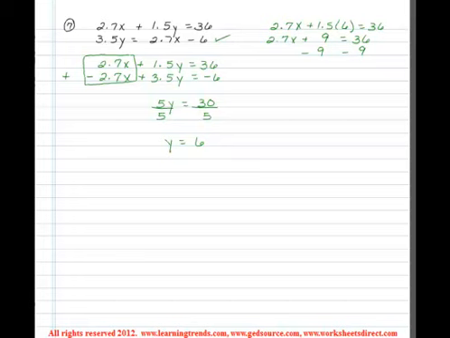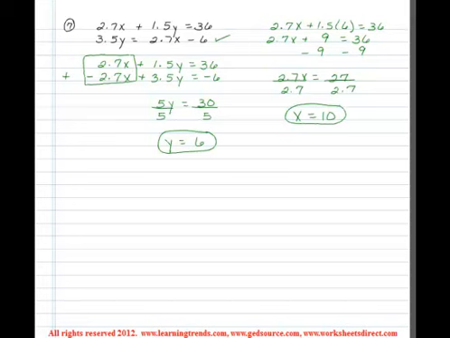So we have 2.7x equals 27. Divide both sides by 2.7. And 27 divided by 2.7 equals 10. So x equals 10. So the answer for number 7 is that y equals 6 and x equals 10.